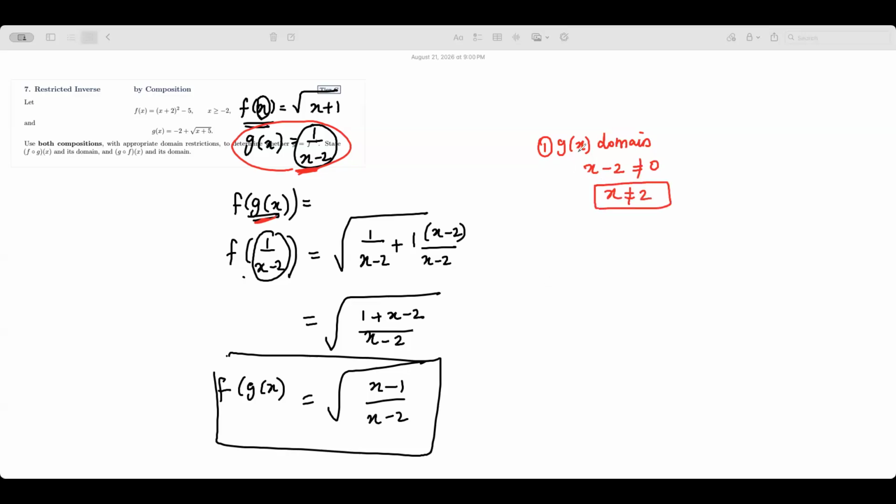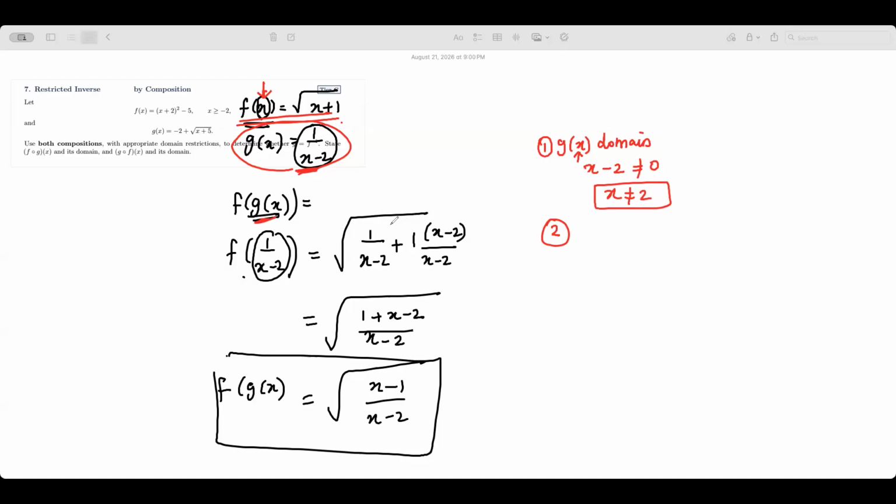Because we are going to feed x as the input, you need to know x is not equal to 2. That's an important restriction, okay? Second thing, look at this function. What is the domain restriction on this? Domain restriction means what is the restriction on x for that function? If I feed in anything as input, what is the restriction on this?